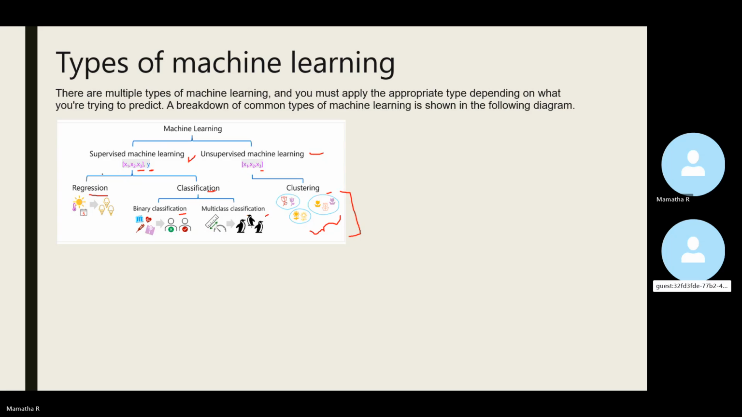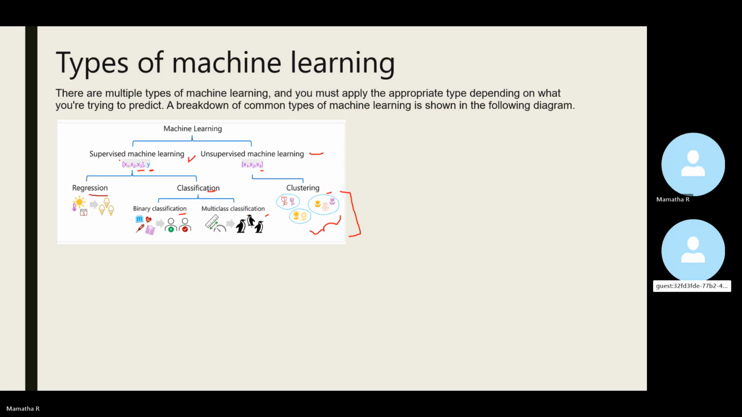Is it just a grouping, or will there be some outcome? I'll tell you that. By seeing just this image, we can understand that here we are going to take multiple features and group them into different types based on similar features, into different groups.